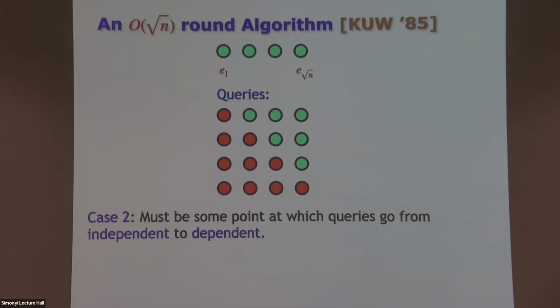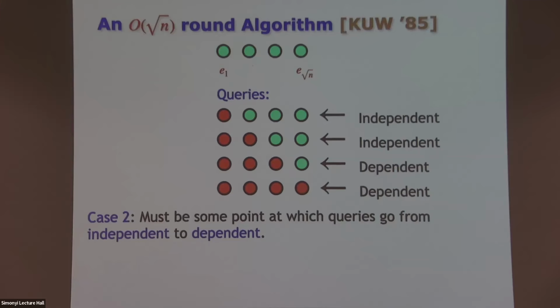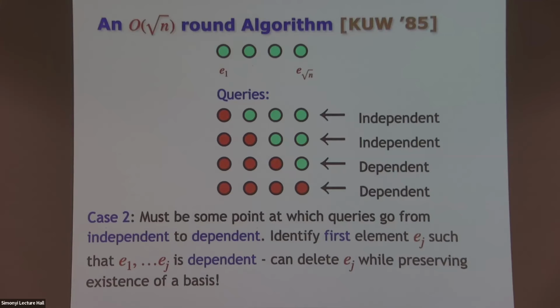The more subtle case is when this doesn't happen. Imagine that the final query you made on all square root n elements was in fact dependent. What this means, though, is that somewhere along this chain of all your prefix queries, the queries went from independent to dependent. And so what I claim is that if you identify the first element EJ such that the prefix query E1, E2, all the way up to EJ is dependent, then you can actually just delete that element EJ while preserving the existence of a basis.